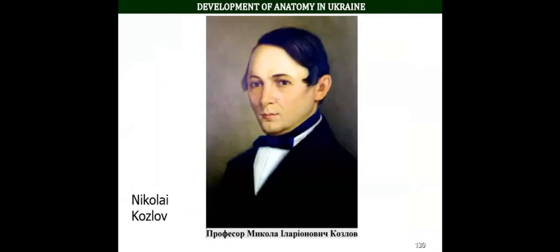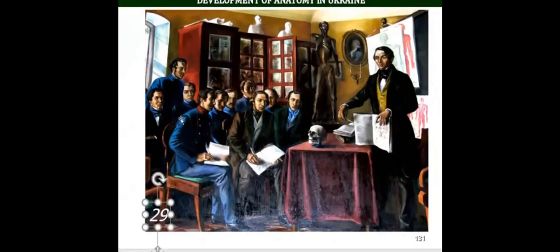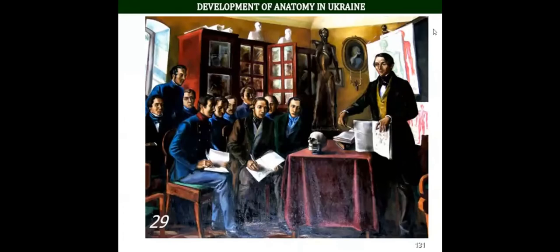This person started the medical studies at the university. In this picture you see the first lecture of human anatomy in Kiev, at St. Vladimir University. In this picture there are only men, and it's very interesting: for a long time it was thought that women were not present in medicine, but now it has changed, and women are present in medical schools in universities all over the world.